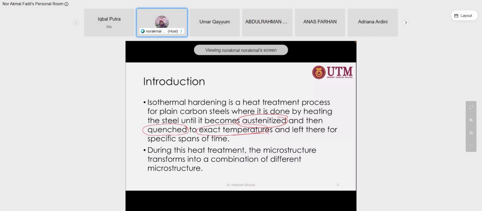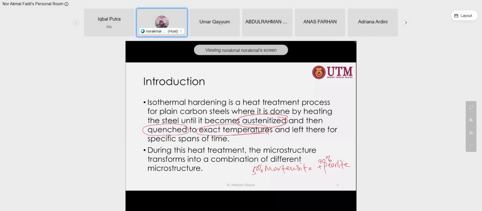We can customize what temperature and what microstructure we want. If we want a mixture of martensite plus perlite, yes, we can. If we want it to be 10% and 90%, yes, we can. This is where we can tailor our product, our engineering component. We can have whatever proportion.